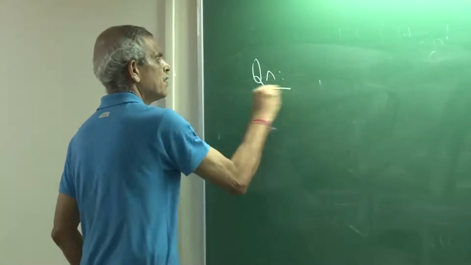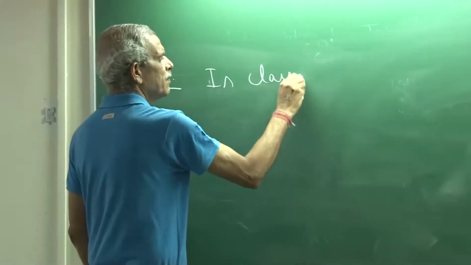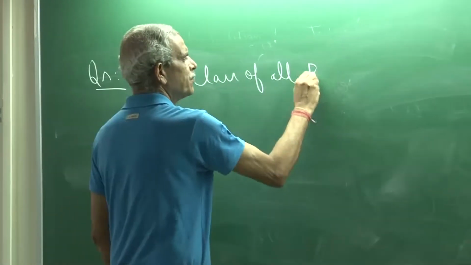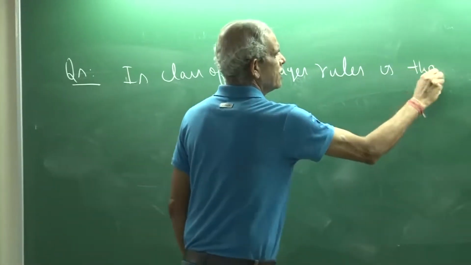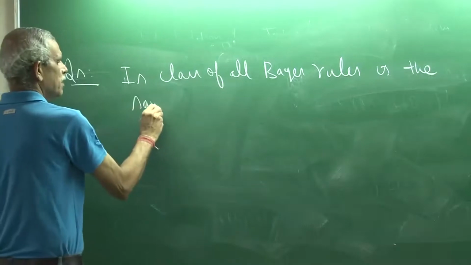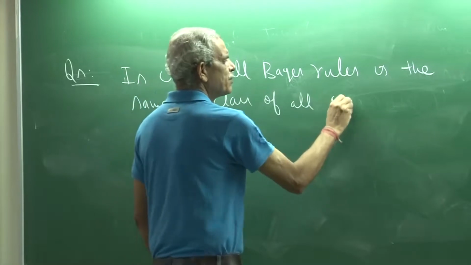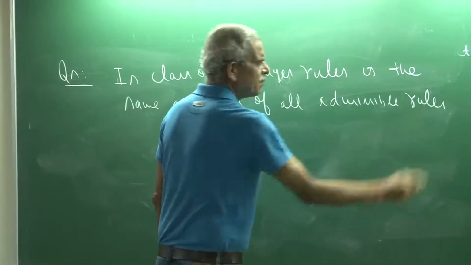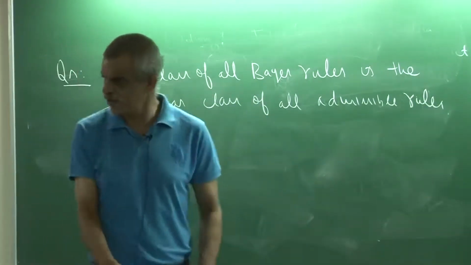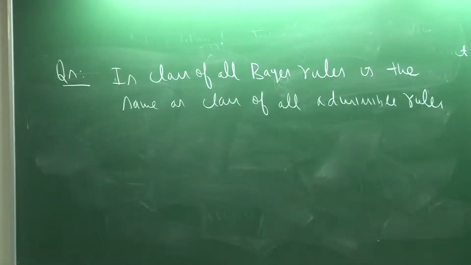So the question is, is the class of all Bayes rules the same as the class of all admissible rules? Certainly that will not be the case. One can always consider the extremes. Let us look at this situation.